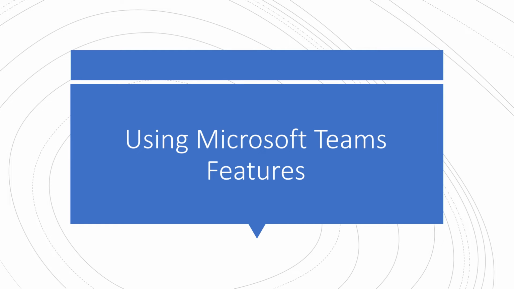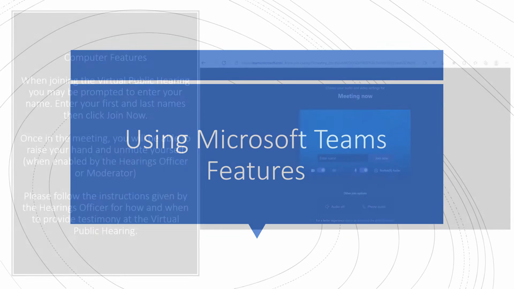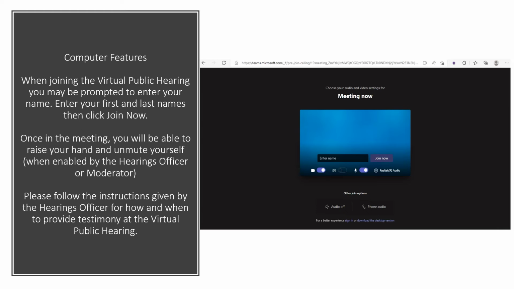Using Microsoft Teams features. List of computer features. When joining the virtual public hearing, you may be prompted to enter your name. Enter your first and last names, then click Join Now. Once in the meeting, you will be able to raise your hand and unmute yourself when enabled by the hearings officer or the moderator. Please follow the instructions given by the hearings officer for how and when to provide testimony at the virtual public hearing.